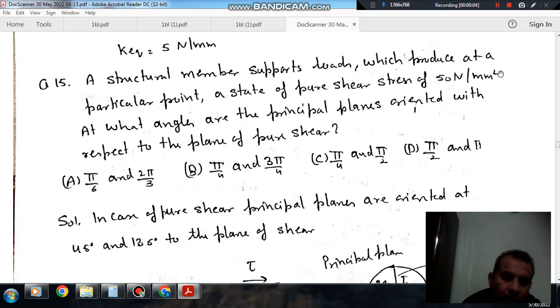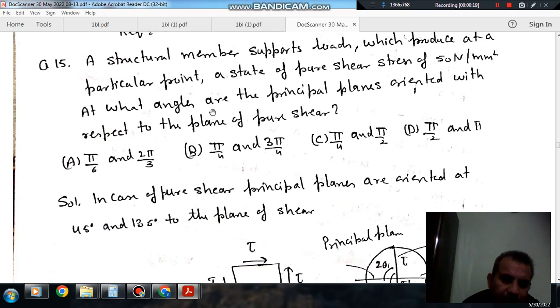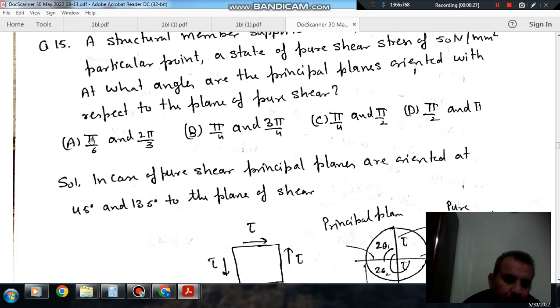Question number 15. A structural member supports load which produces at a particular point a state of pure shear stress of 50 Newton per mm square. At what angles are the principal planes with respect to the plane of pure shear? Option A: pi by 6 and 2 pi by 3. Option B: pi by 4 and 3 pi by 4. Option C: pi by 4 and pi by 2. Option D: pi by 2 and pi.